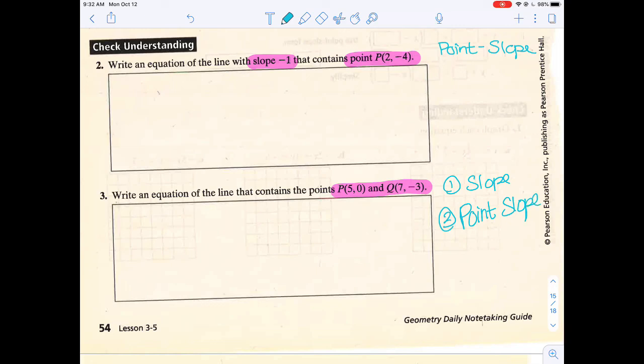Alright, so go ahead and get started on your check for understanding questions. If you need any help, let me know.